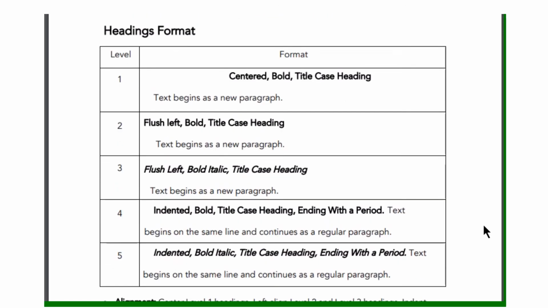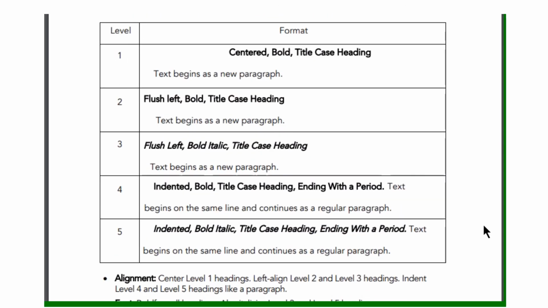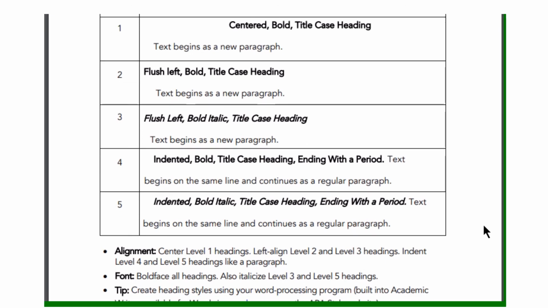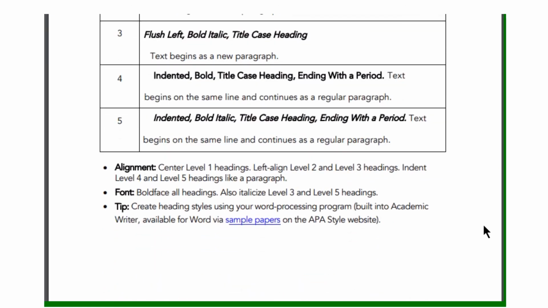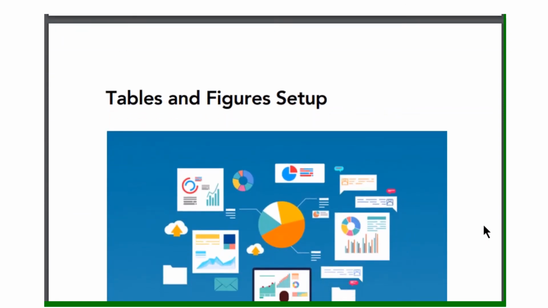Here is a section on headings. We don't need to worry about that for this essay, but you may have a project in the future that you need to use headings for. This is a good place for you to come back and revisit when you're in that situation.